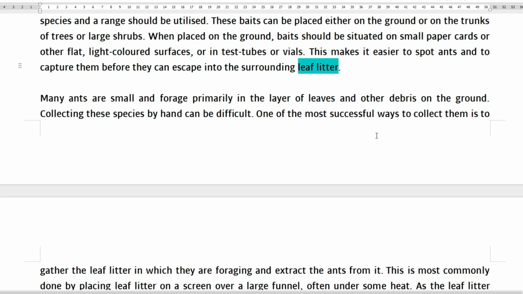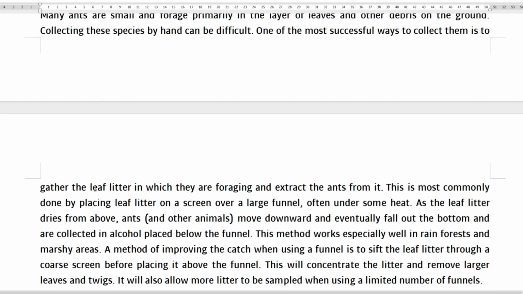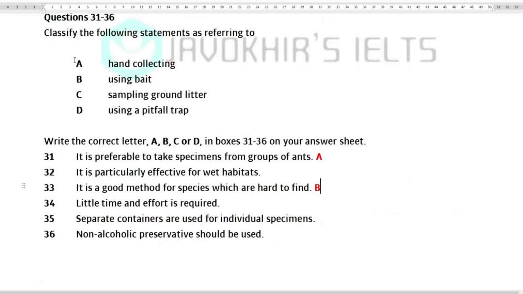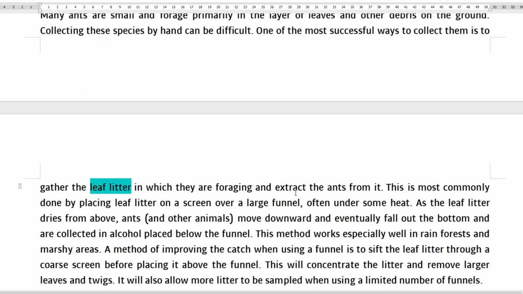So debris is the remains of something that has been destroyed. Collecting these species by hand can be difficult. So one of the most successful ways to collect them is to gather leaf litter, which is what? Leaf litter, ground litter, sampling ground litter, and foraging and extracting ants from it.